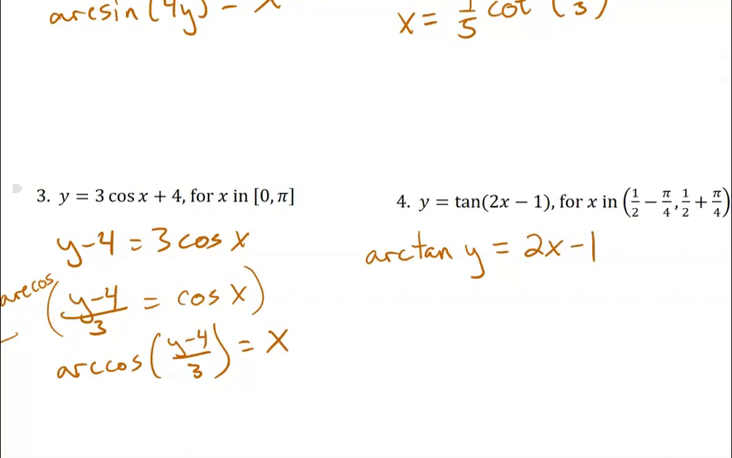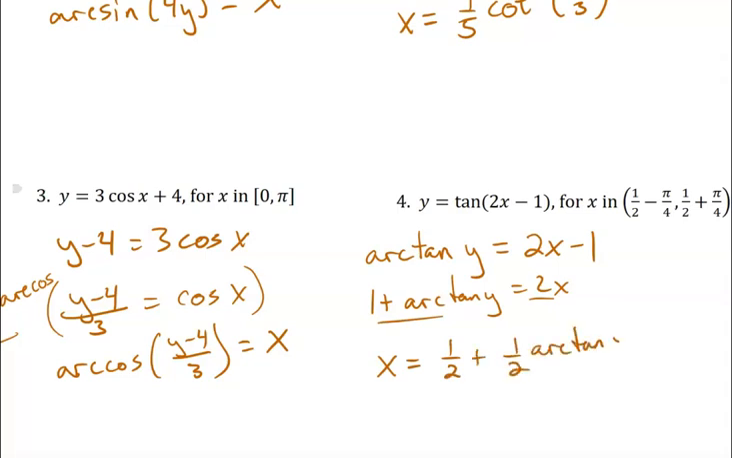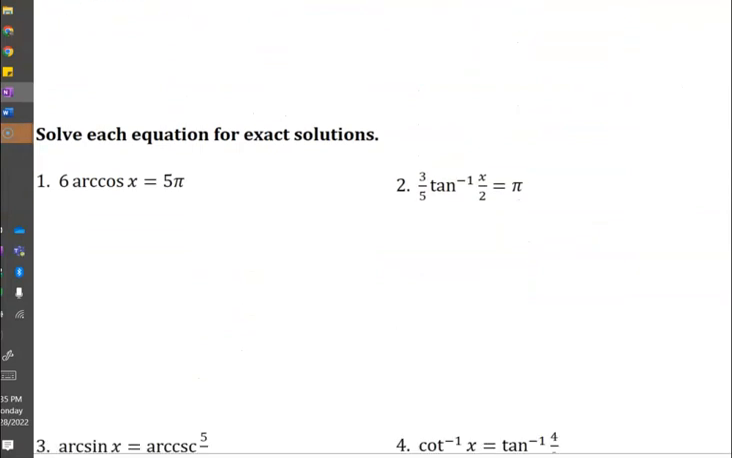equals 2x minus 1, and then I'm going to add 1 and divide both sides by 2. So 1 plus arctangent y is equal to 2x, then divide both sides by 2. So x equals 1/2 plus 1/2 arctangent y, or you could do the whole quantity, 1 plus arctangent y all over 2.